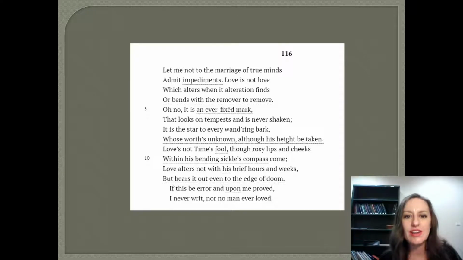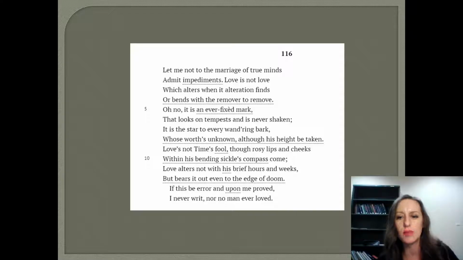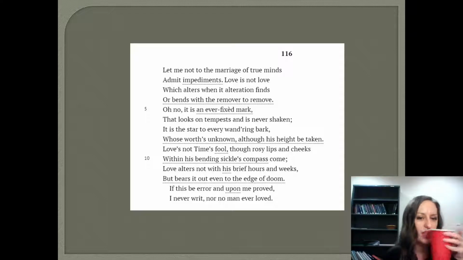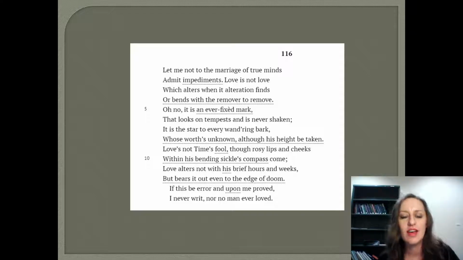Let me not to the marriage of true minds admit impediments. Love is not love, which alters when it alteration finds, or bends with the remover to remove. Oh no, it is an ever fixed mark that looks on tempests and is never shaken. It is the star to every wandering bark, whose worth's unknown, although his height be taken. Love's not time's fool, though rosy lips and cheeks within his bending sickle's compass come. Love alters not with his brief hours and weeks, but bears it out even to the edge of doom. If this be error and upon me proved, I never writ, nor no man ever loved.